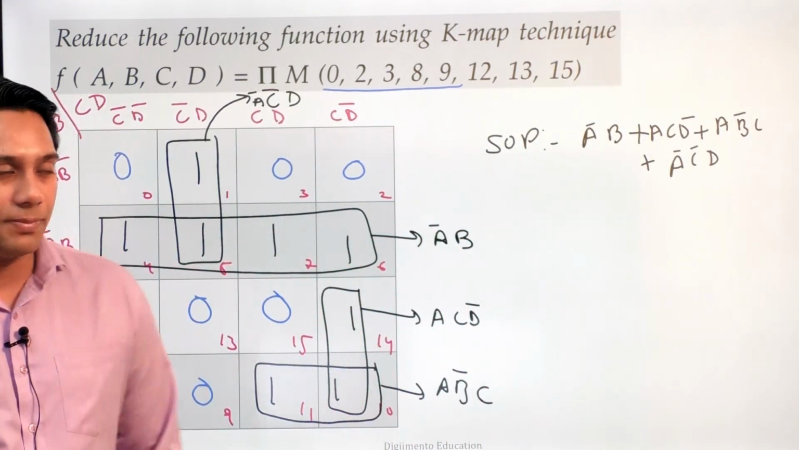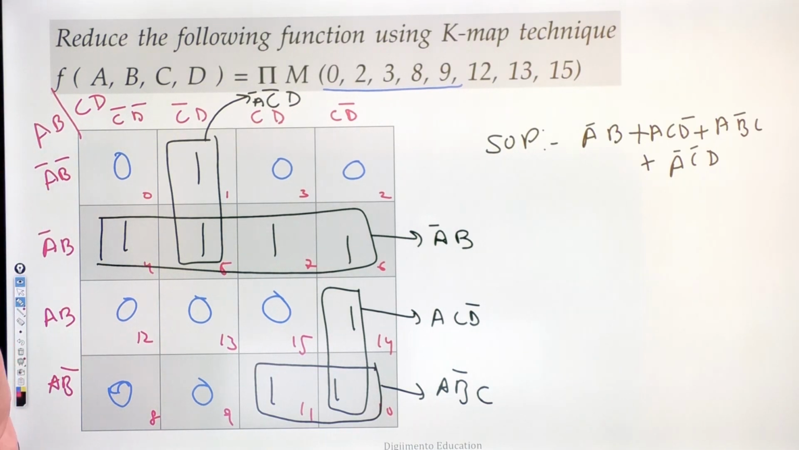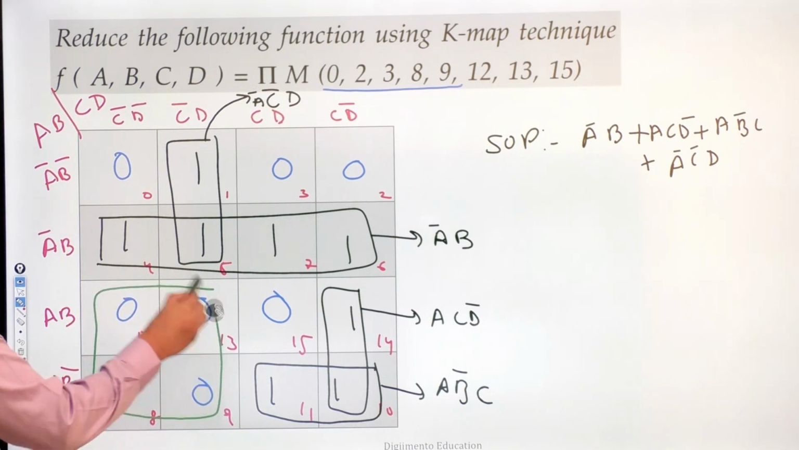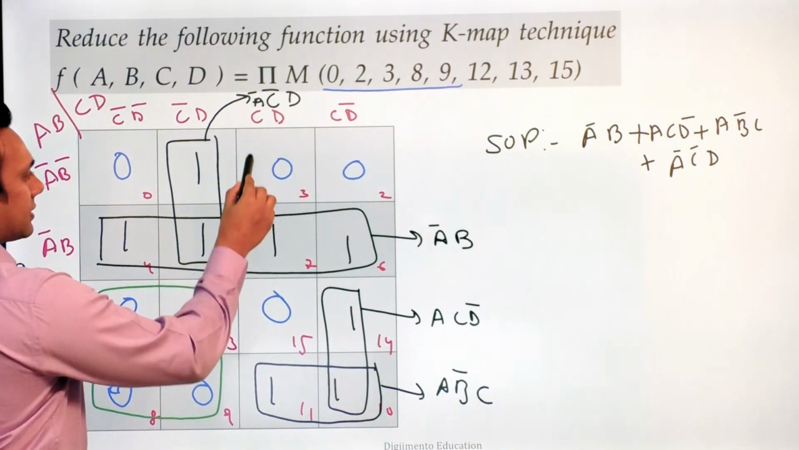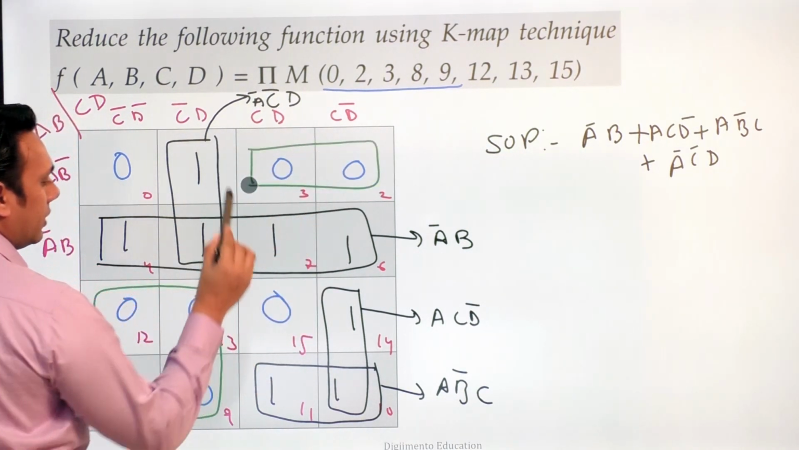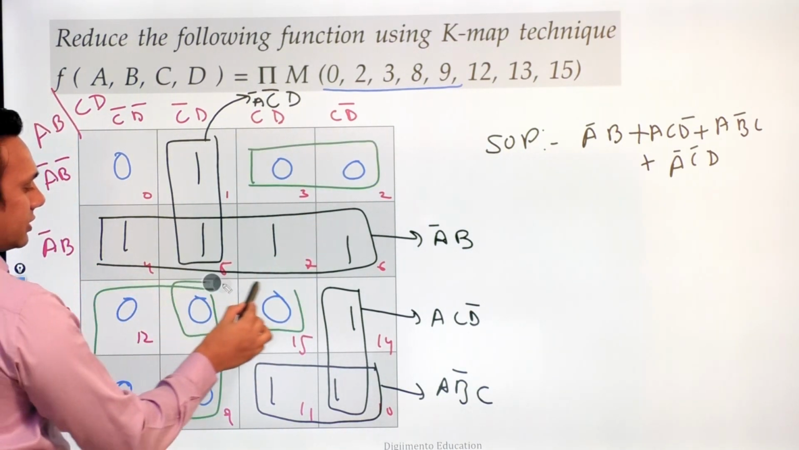Now let us look at the POS or product of sum expression. For the product of sum expression, we will look at what the subcubes are. Let us look at all of these subcubes one by one. So this is a subcube that is possible, and then this can also be used as a subcube. This can also be used as a subcube. So these are 3 subcubes.